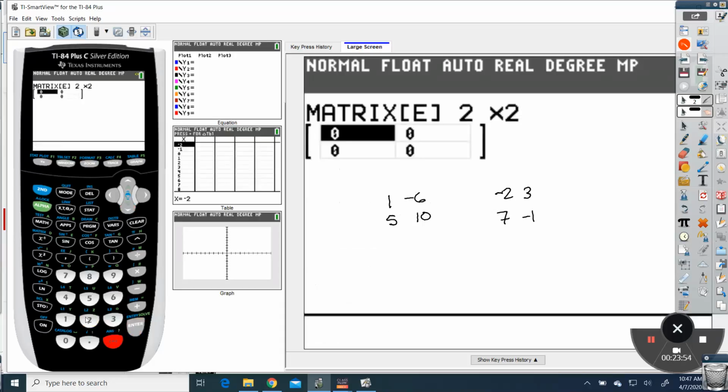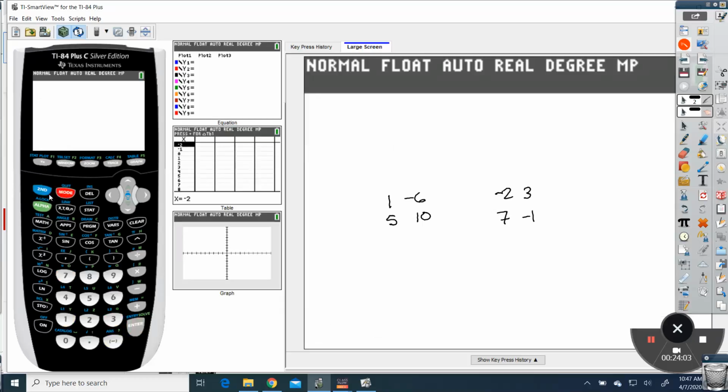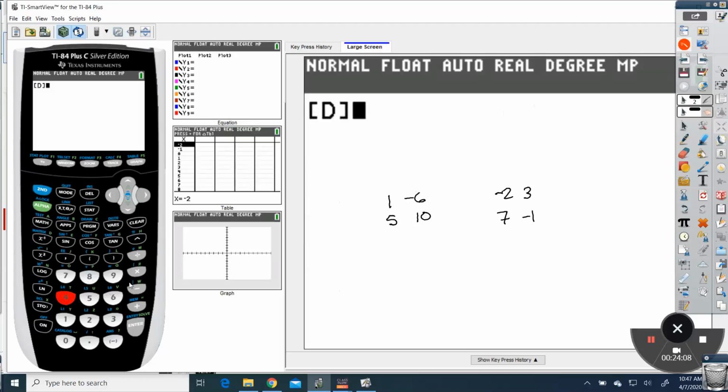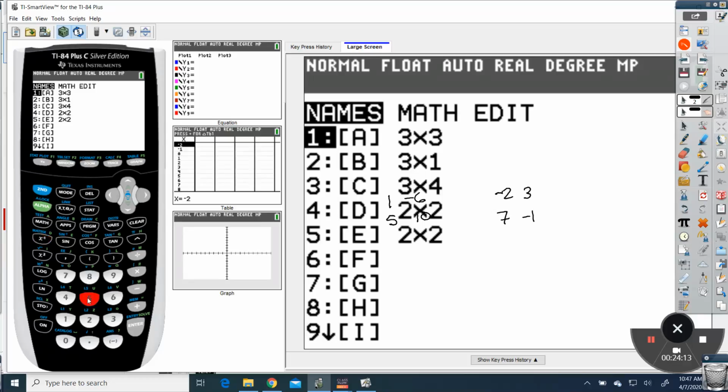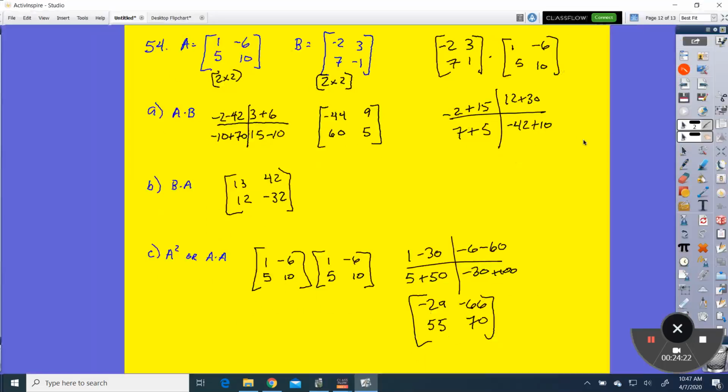So this is going to be negative 2, 3, 7, negative 1. So now I go out of here. I go second matrix. I choose that, the fourth one, times second matrix E. And there's my answer, negative 44, 69, and 5. So negative 44, 69, and 5.